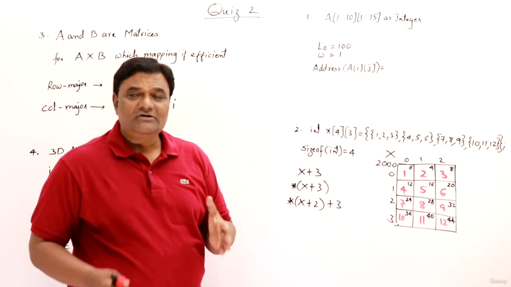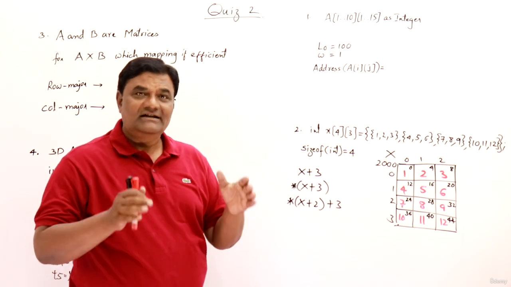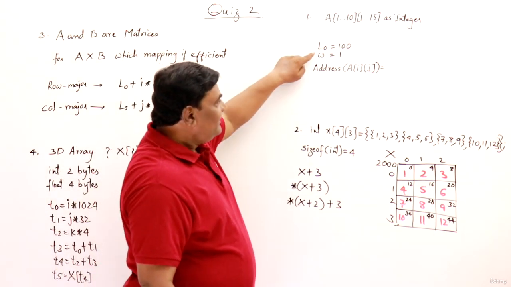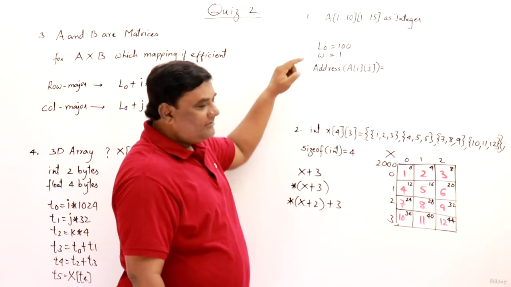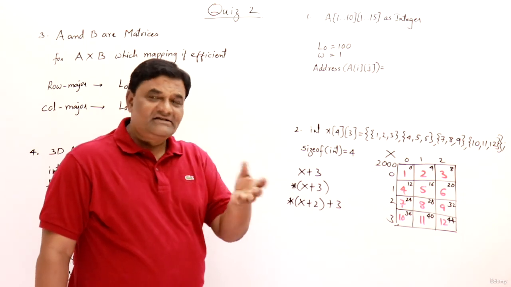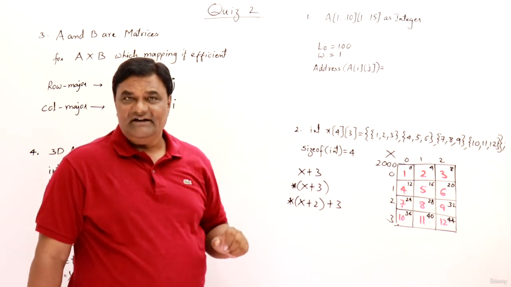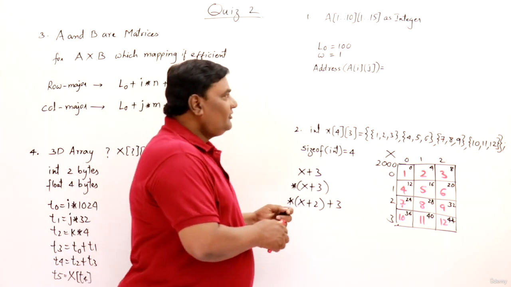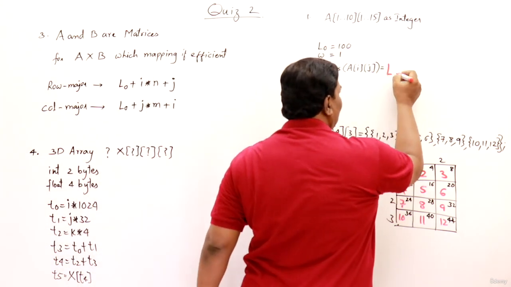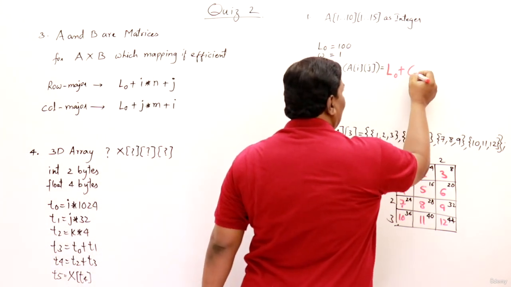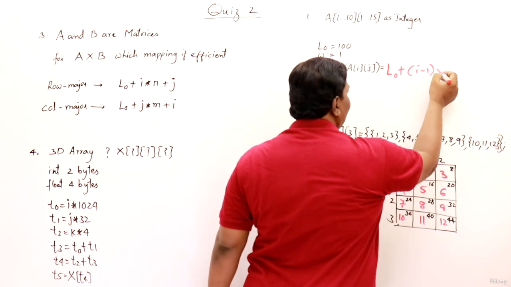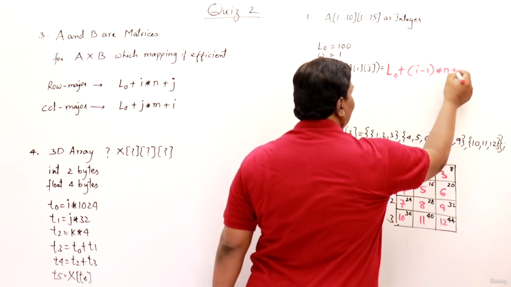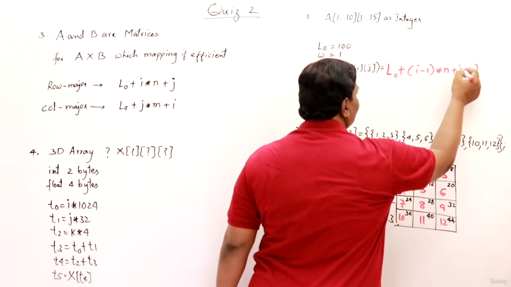What will be the formula? The formula is a known formula, and in that we already know L0, that is location 0, and W. So we can use that and it will still be a formula. We will not get a single value because we don't know i and j. So what is the formula? The formula is L0 plus (i minus 1) into n plus (j minus 1).